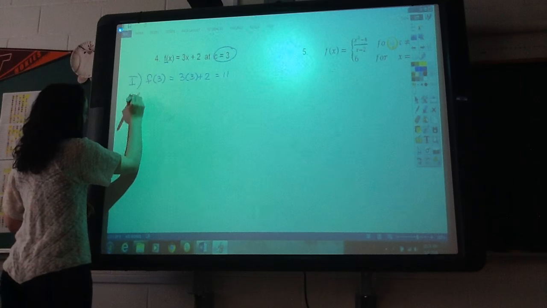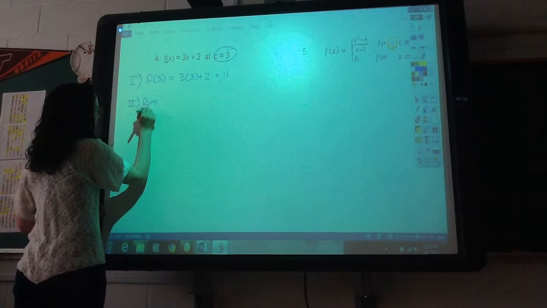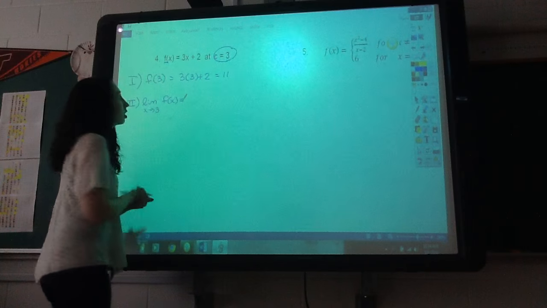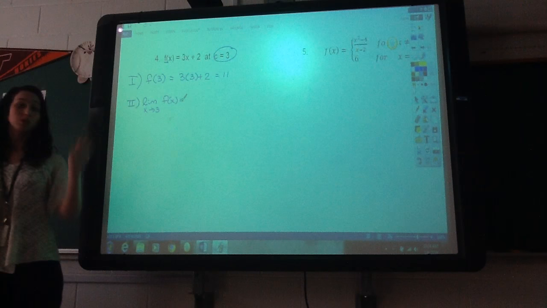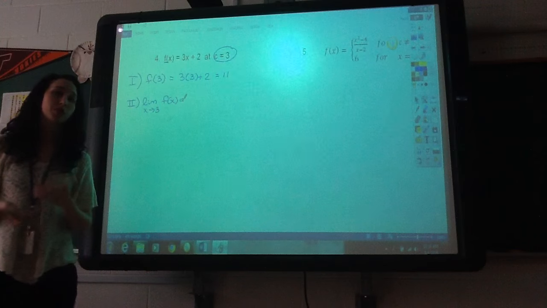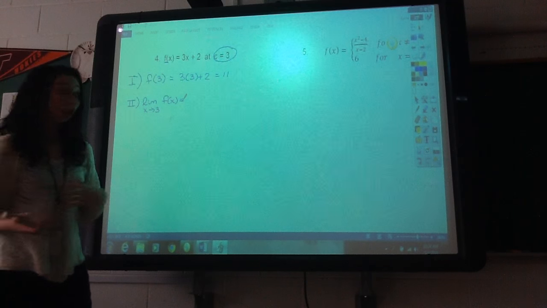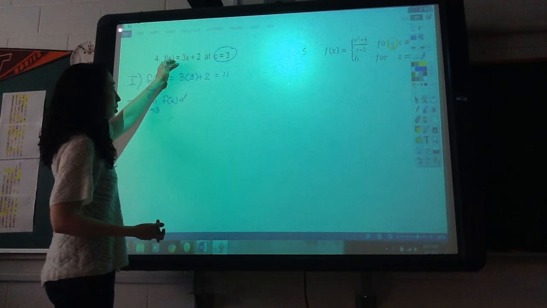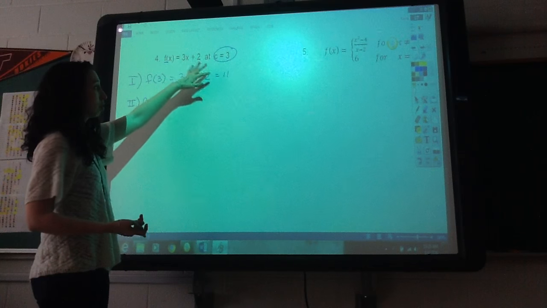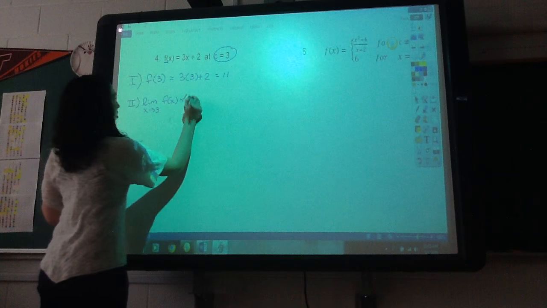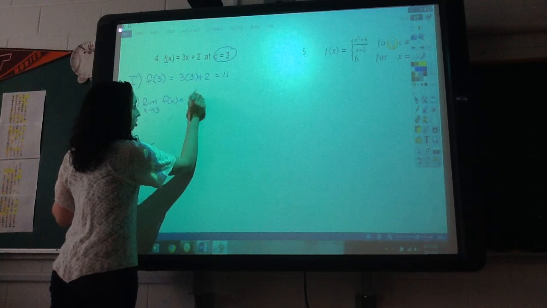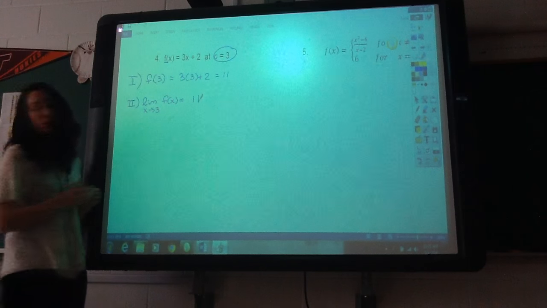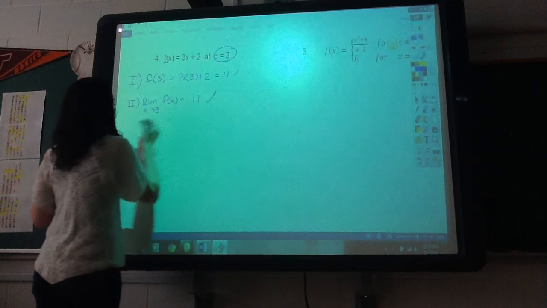Then I go on and I say, okay, part 2, the limit as x approaches 3 of f of x equals. Now, if I use substitution in this one, am I going to get a 0 over 0? My hope is that you will say no, because what's on the bottom is a 1. So, 3 times x plus 2, it's all over 1, so I can just use substitution again. So my limit is going to be, using substitution, 11. So, that works.